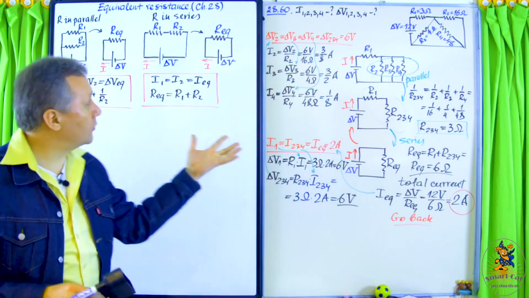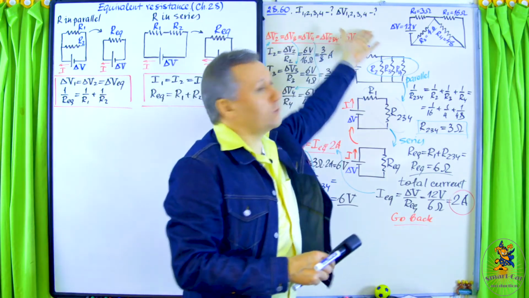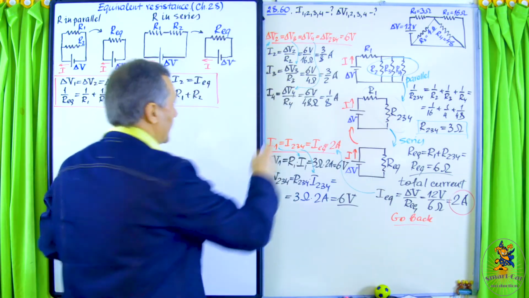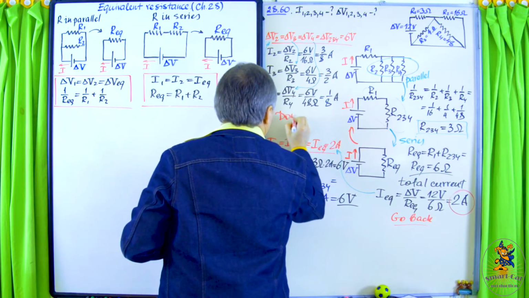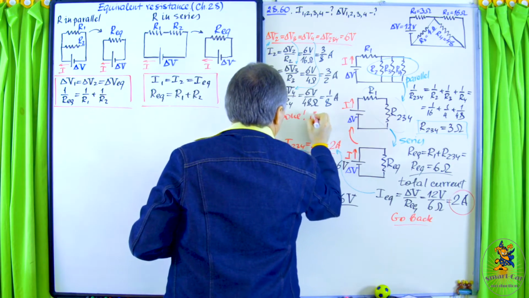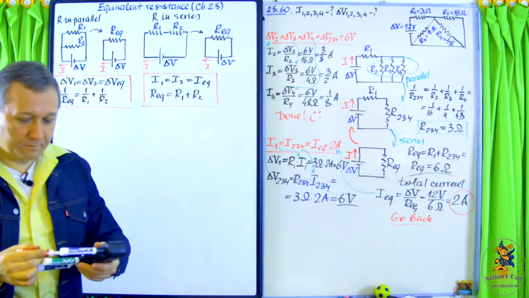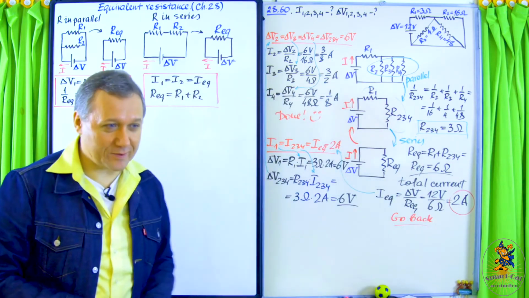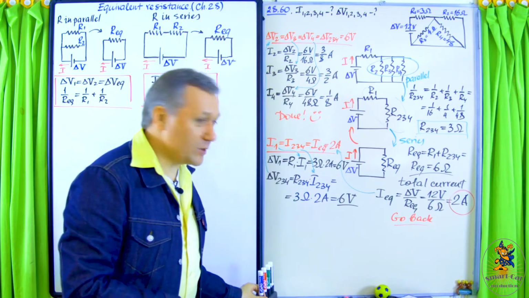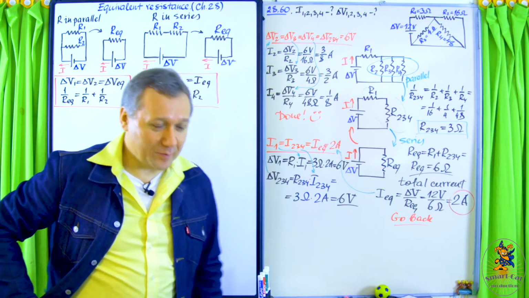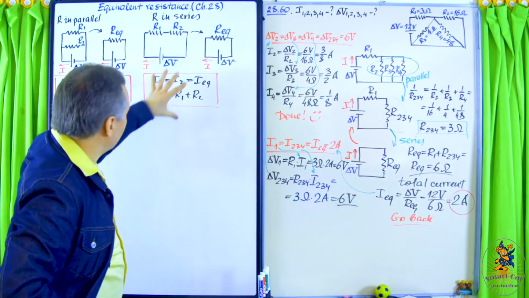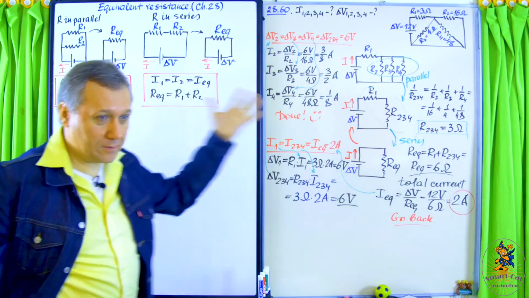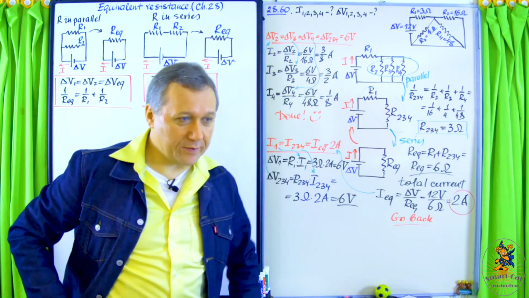Done. We found all those I's. We found all delta V's. Now the problem is solved. Again, you see the structure is very, very similar to the structure which we used to analyze equivalent capacitance. But now, of course, the formula is slightly different, but the ideology is very, very similar.